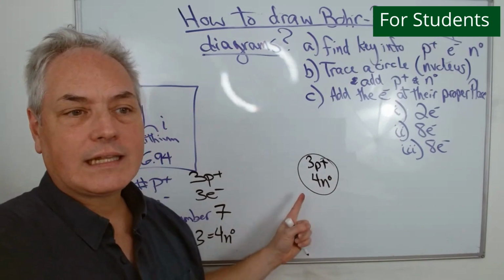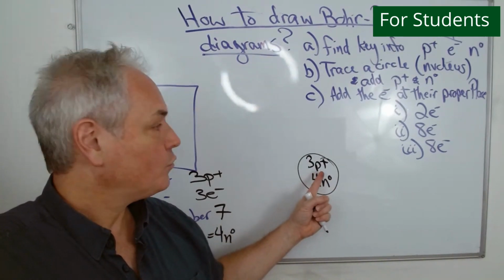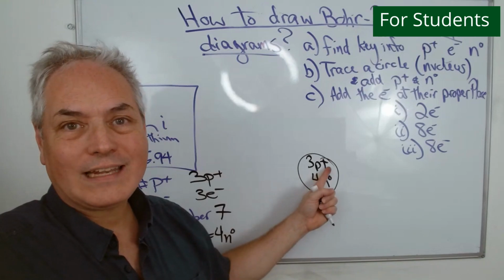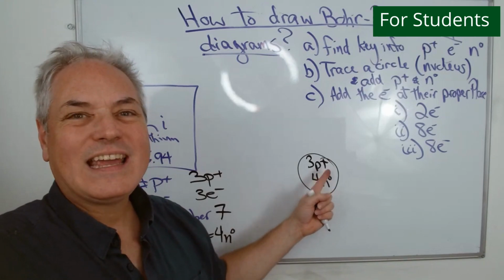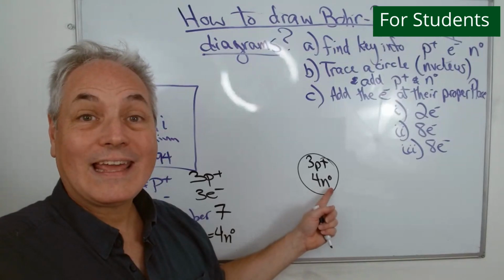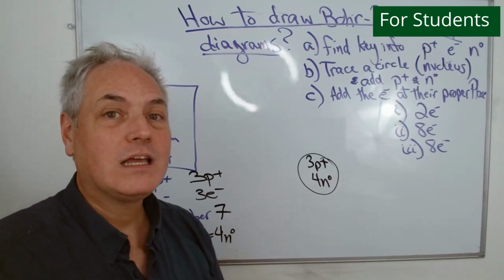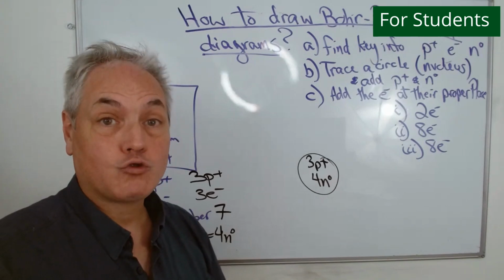So here you will see that I put the number of protons at the top. There's 3 of them. I always put P, meaning protons, and here there's a positive charge. It makes it easier to see what I have. I have 4 neutrons. N stands for neutron, and the 0 here stands for the fact that neutrons don't have a charge, they are neutral.